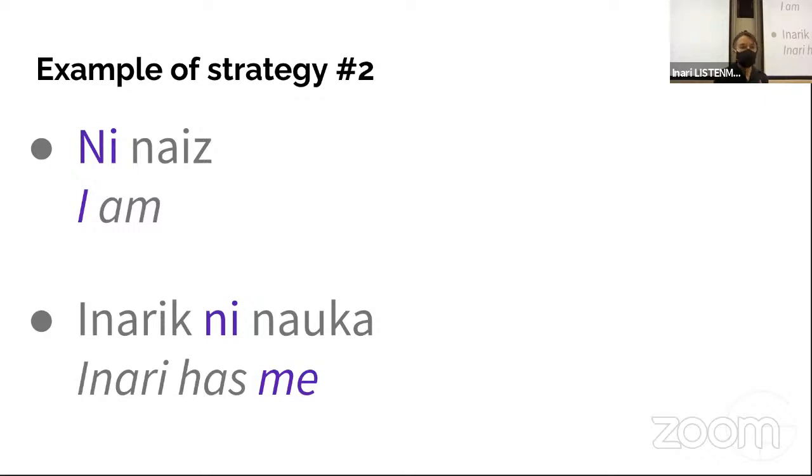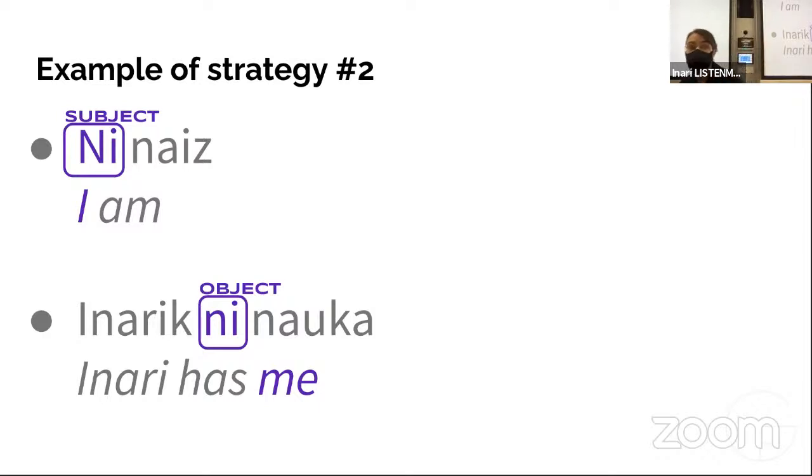This is an example from Basque. In these two sentences, the pronoun ni is a subject in the first one, and an object in the second one. And if you're thinking, oh, that's because Basque has no morphology, it's so easy, no, that's not the case.